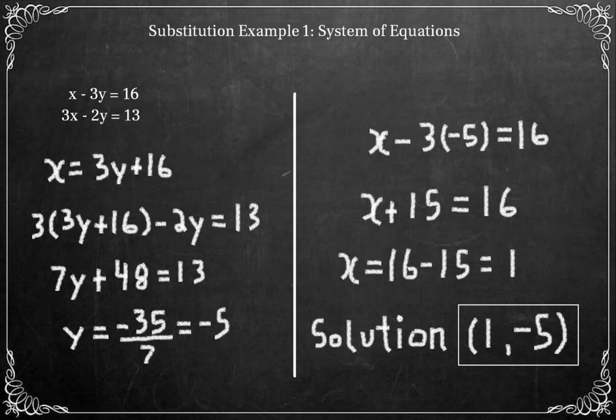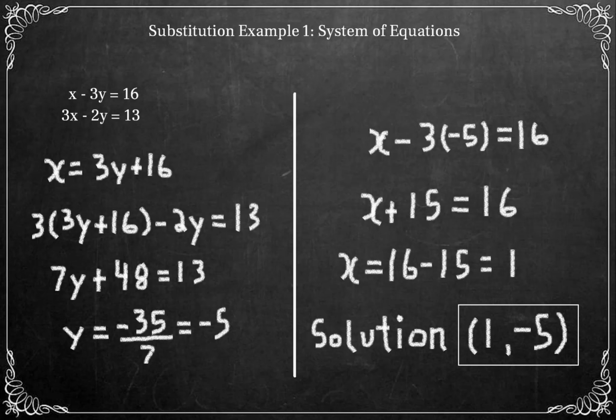Choose the variable x of the top equation in terms of y. Then we get x equals 3y plus 16. We can now substitute this expression into the bottom equation. We end up with 7y plus 48 equals 13. Finally, isolating, y equals -5. Very nice. Now we know the exact value of y.